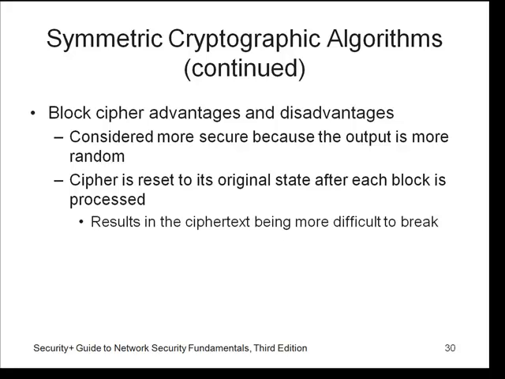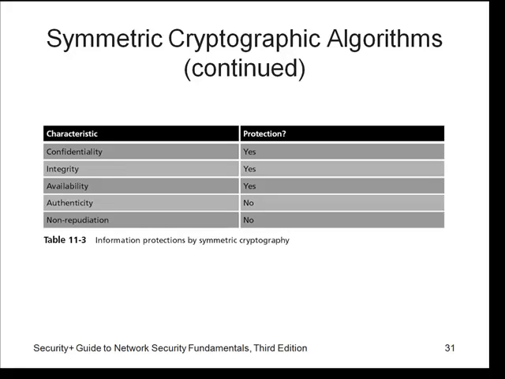Symmetric block cipher advantages and disadvantages. More secure because the output is random. The cipher is reset to its original state after each block is processed, so it starts over again. This results in ciphertext that is more difficult to break.